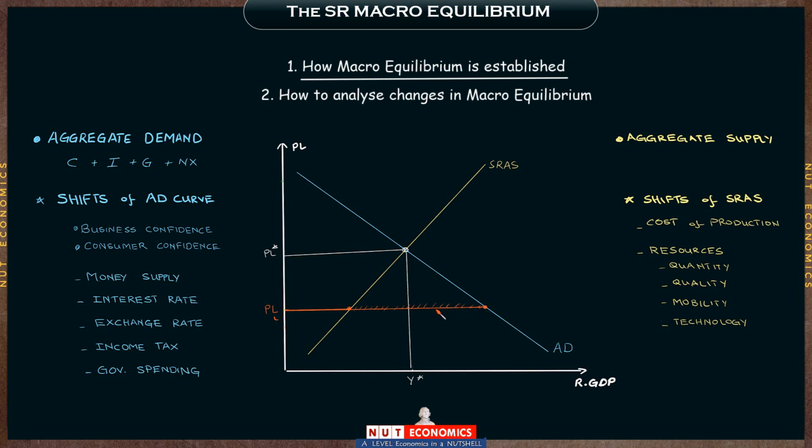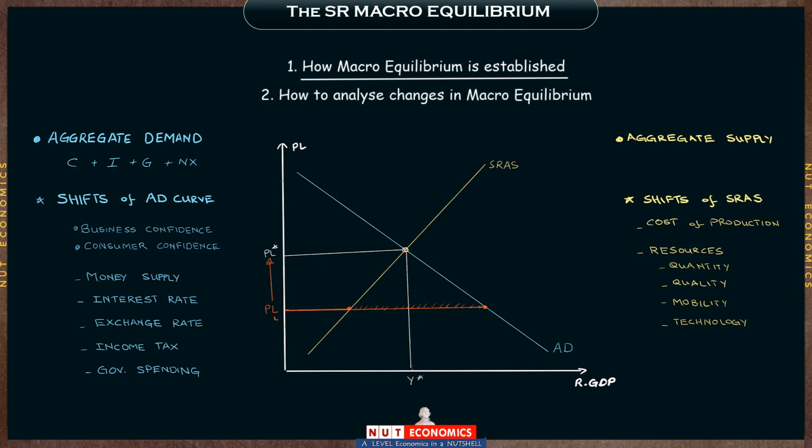And as a result of this shortage, the price levels will start to increase. They will gravitate towards this PL star, and as price levels increase, the firms will start producing more aggregate supply, and as the price levels increase, the aggregate demand will start falling, and your economy will automatically move back to this equilibrium point where you will get into that same outcome. The equilibrium price level will be PL star and equilibrium GDP will be Y star.